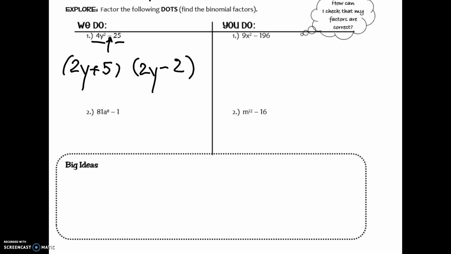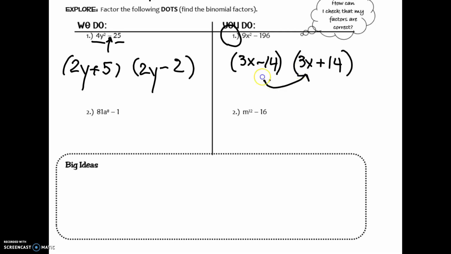So do one more example of DOTS, now having a larger coefficient in front of x squared. Please complete the you do over here, pause the video, and then check your work. Now that you've completed the first you do, hopefully you should have gotten the factors of 3x minus 14 and 3x plus 14. It's okay if your two factors are in the opposite order. It doesn't matter whether the addition factor comes first or the subtraction factor comes first.